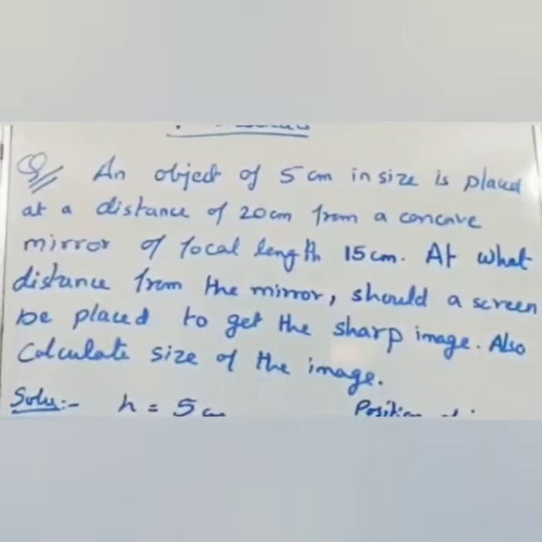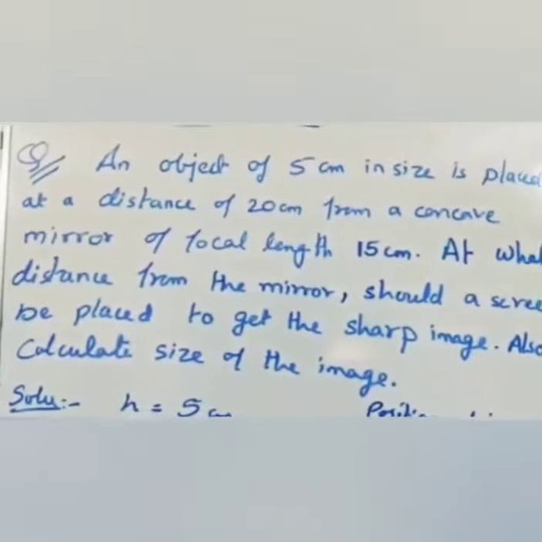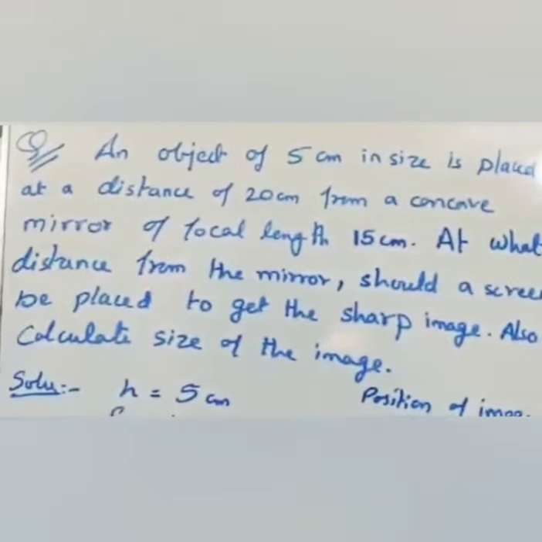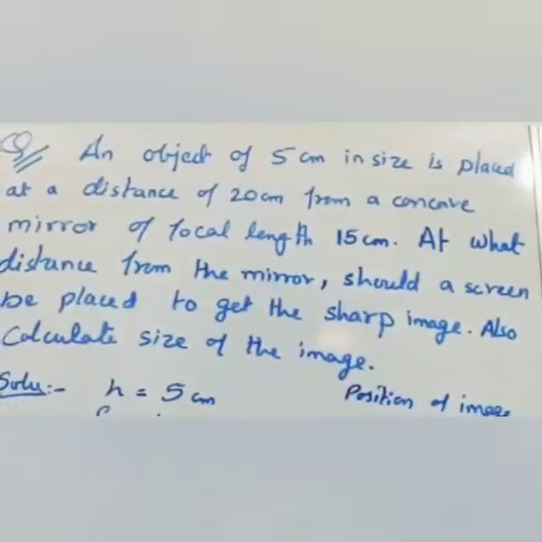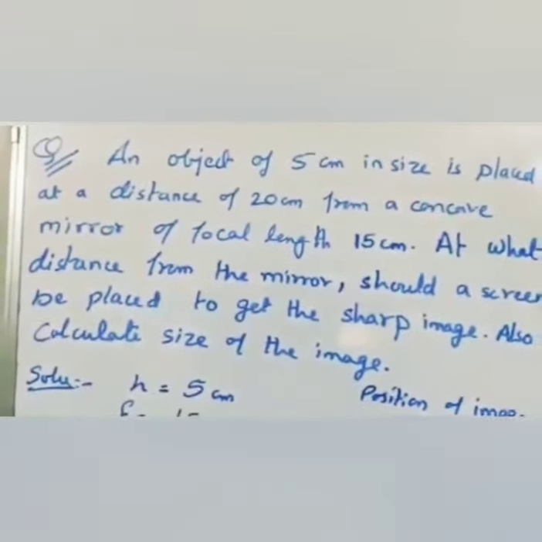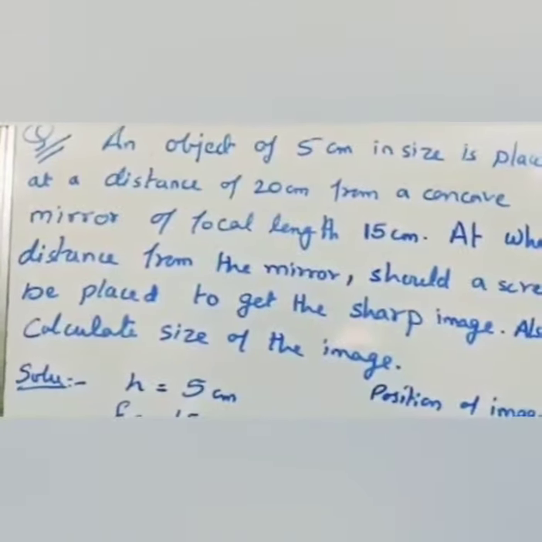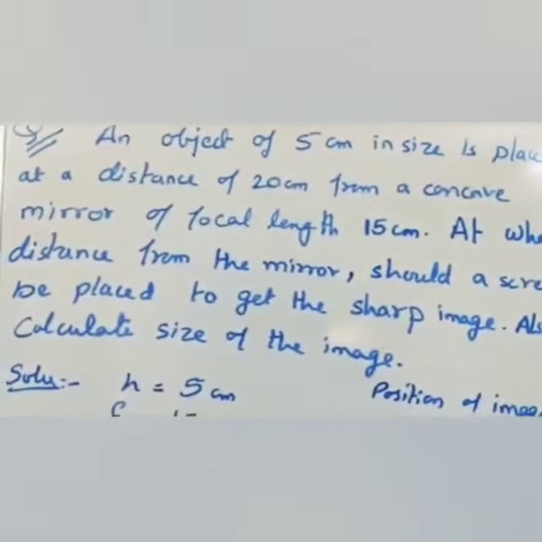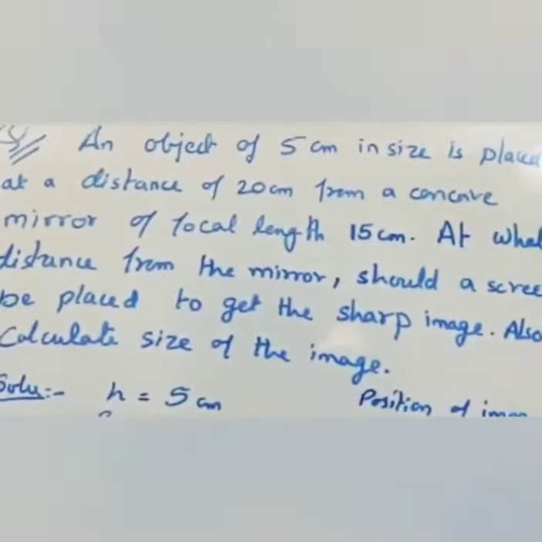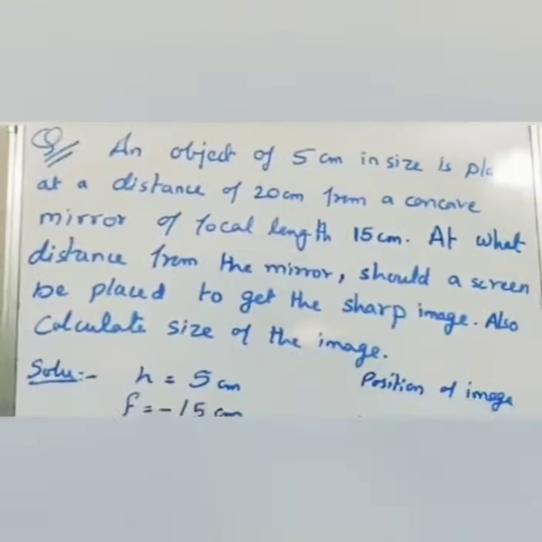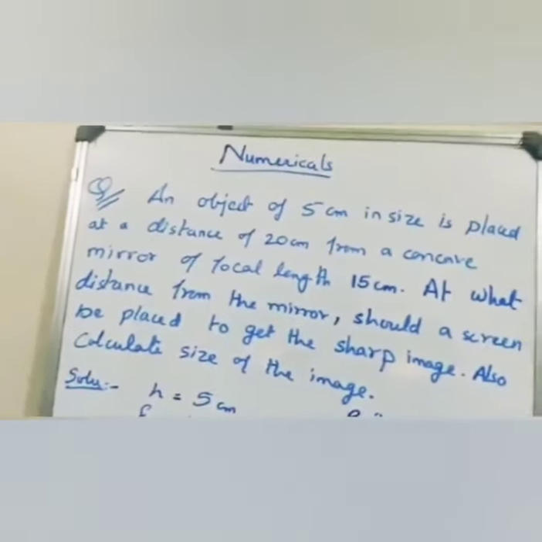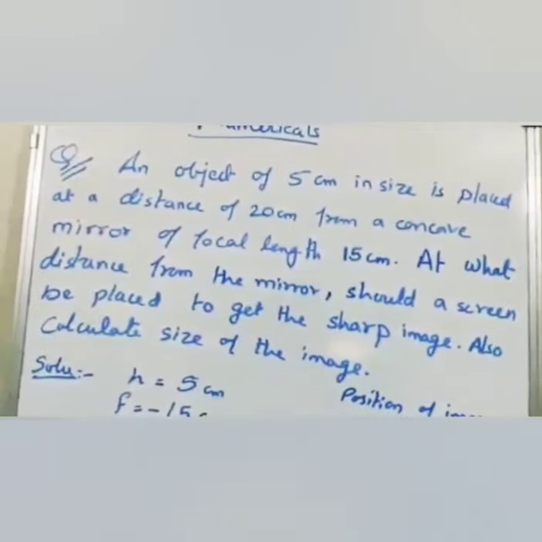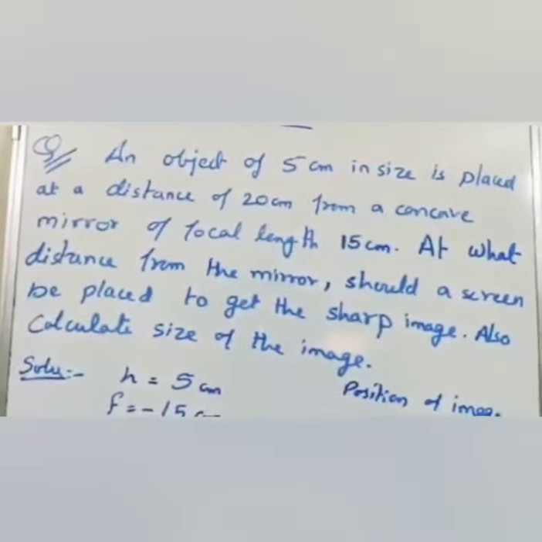An object of 5 centimeter in size means it has given the size of the object. Size of the object means h is 5 centimeter. Distance 20 centimeter means u. The distance of the object is 20 centimeter and it is in front of the concave mirror, so it will be minus 20. Focal length 15 centimeter, front of the mirror means minus 15.